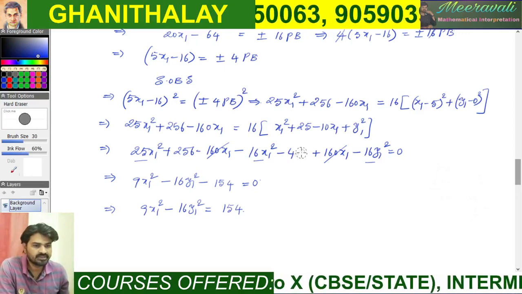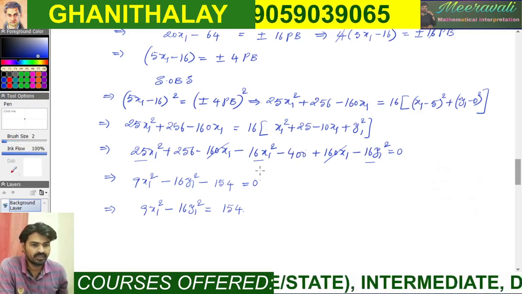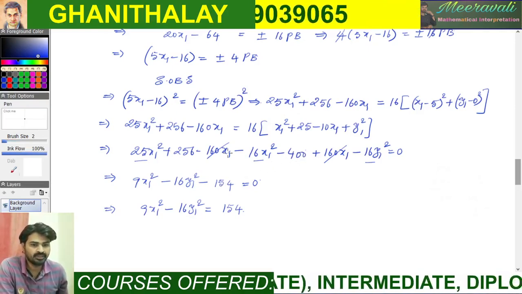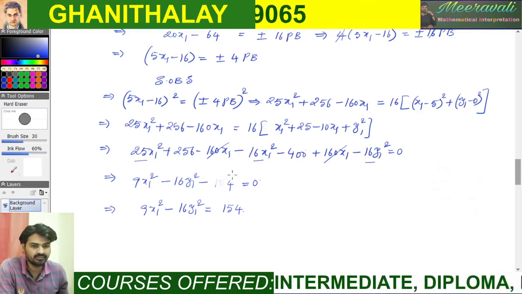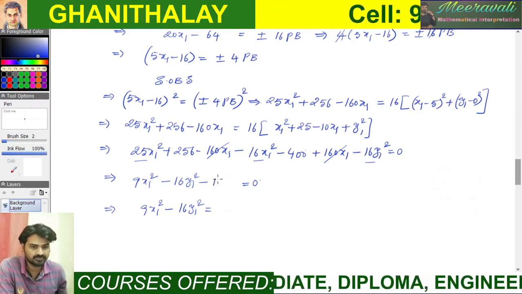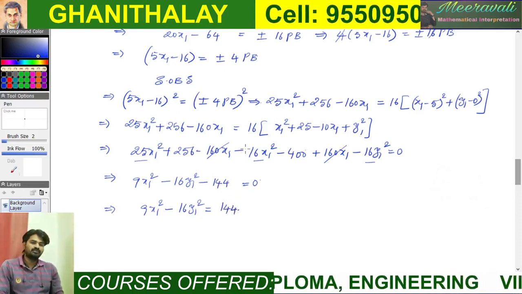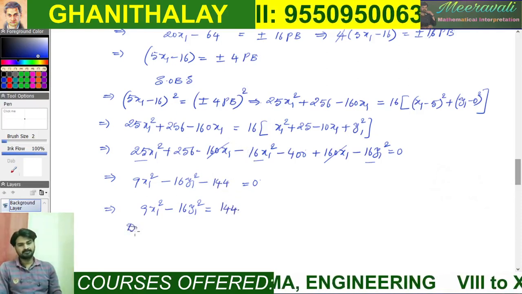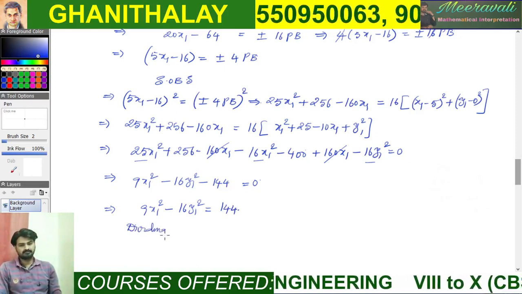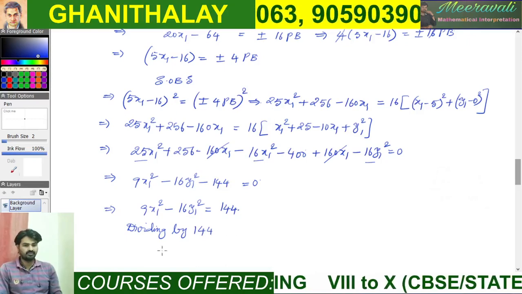16 25s are 400. Here 400. Now if you remove it here, you will get 144. So 144. Now you can divide by 144.